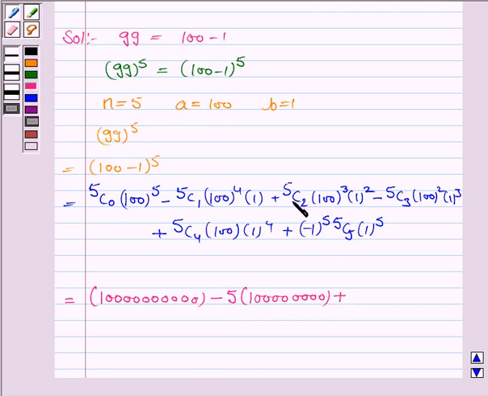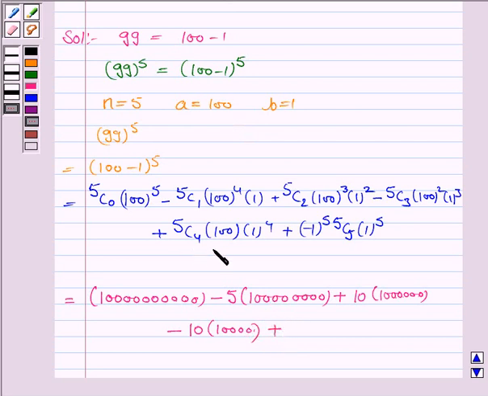Plus 5C2 into 100 to the power 3. 5C2 is 10. So the third term is 10 into 100 to the power 3, where 100 to the power 3 is 1,000,000. Minus, now 5C3 is 10. So the fourth term is 10 into 100 to the power 2, and 100 to the power 2 is 10,000.